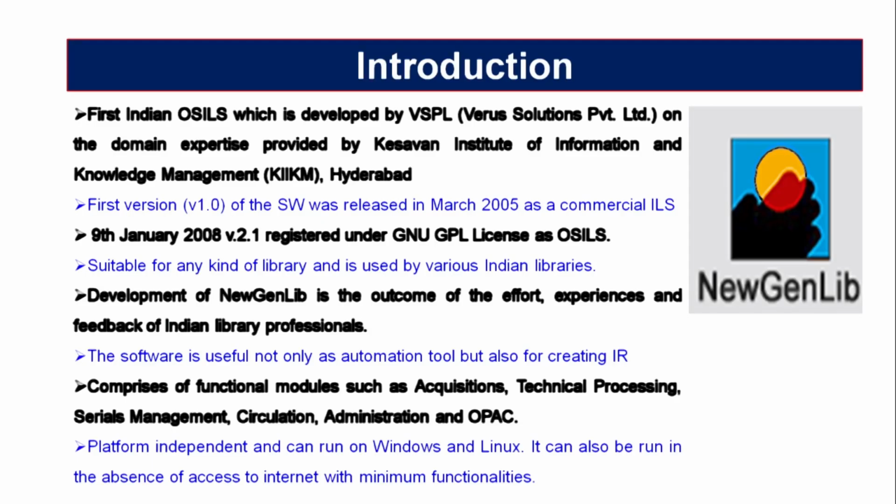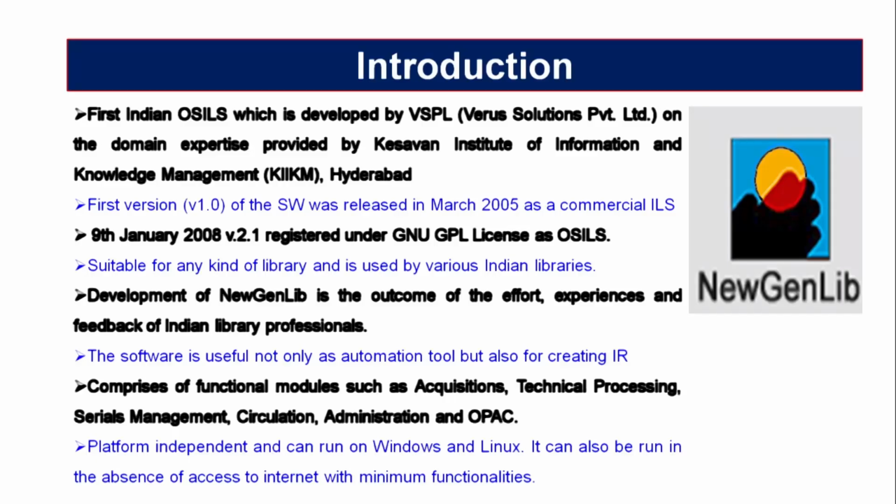Initially, this software was not developed as an open source integrated library system. It was developed as a commercial software in the year 2005. At that time it was commercial software. After 3 years, this private agency migrated the software from commercial to the open source category. That means they have licensed it under the GNU General Public License, which is for open source software.